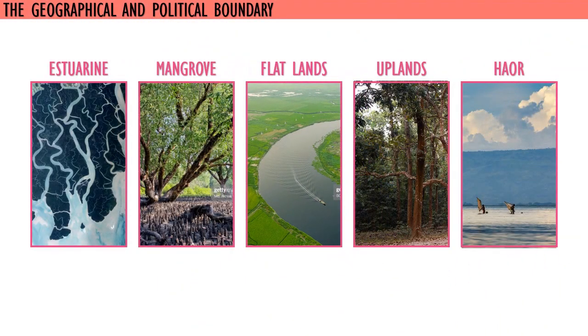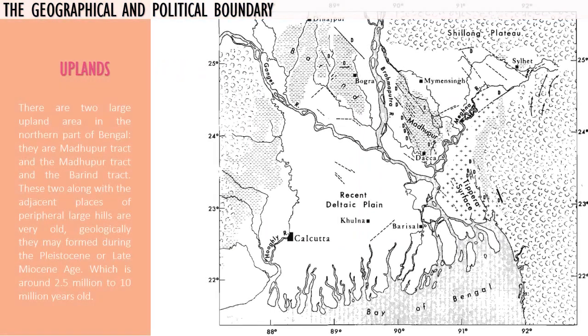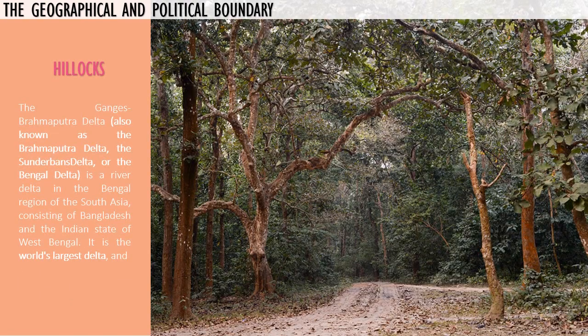Those two, along with the adjacent peripheral large hill areas, are very old. Geologically, they may have formed during the Pleistocene or late Miocene age, which is around 2.5 million to 10 million years ago. The clay of those tracts is mostly red or brown and less fertile compared to the land of the Bengal Delta.